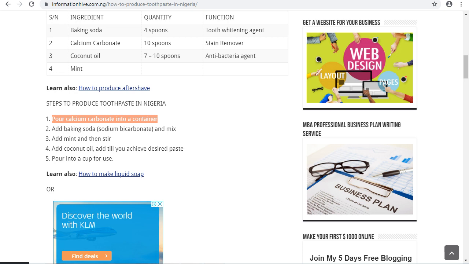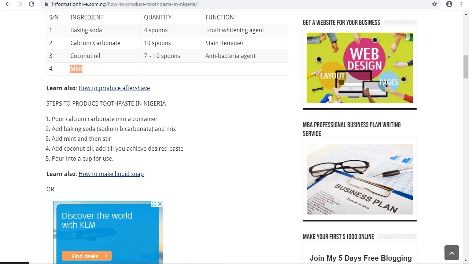So like I said before, you need baking soda for this purpose. You just need 4 spoons. What does it do? It is a tooth whitening agent. You also need calcium carbonate, about 10 spoons for this training. What does it do? It is a stain remover. Coconut oil, 7 to 10 spoons. What does it do? It is an antibacterial agent; it expels bacteria from the teeth. The next one is the mint, which gives you the flavor.